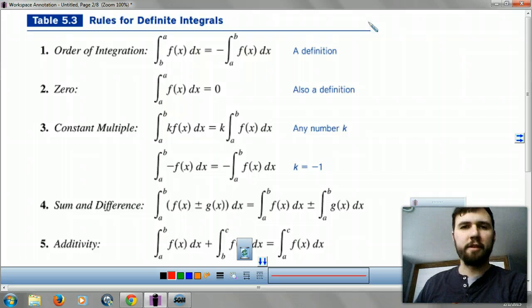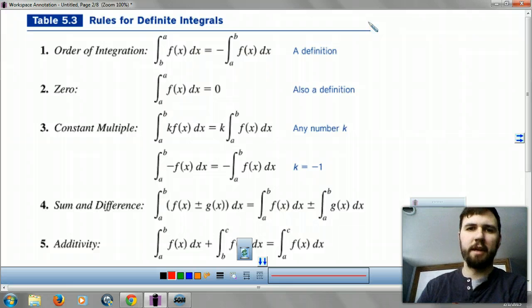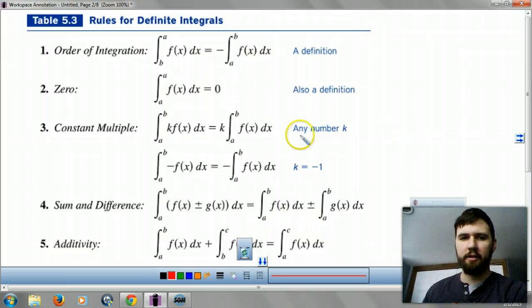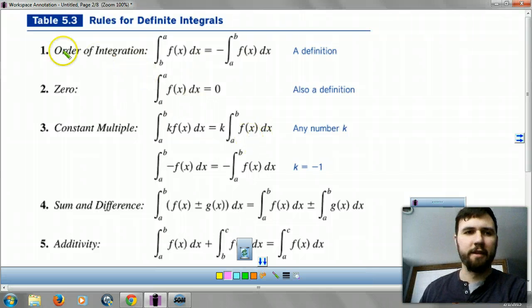First things first, let's talk about some rules for integration. There are some things that pop up, and they're going to come up a lot. Take your time. You're going to have to write all these. You have your order property. Order just says if you switch your lower and upper term, just make it negative.